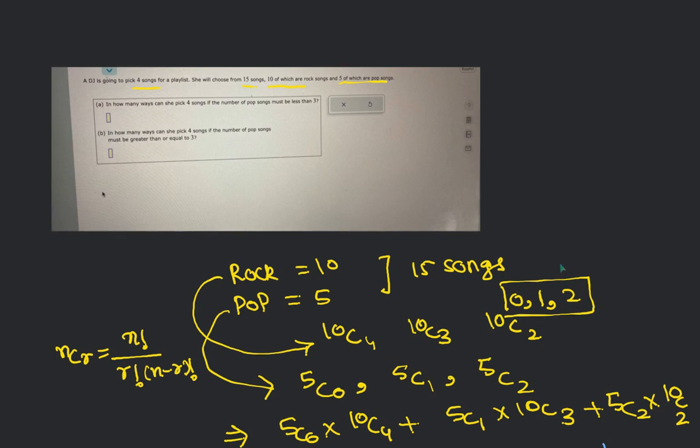Just understand this one. In how many ways can she pick four songs if the number of pop songs must be greater than or equal to three? That is the case when it is greater than or equal to three, so we are left with two cases: when it is three and when it is four. In the previous problem, we took three cases: when it is zero, one, and two. So now we are left with two cases, when it is three and when it is four.